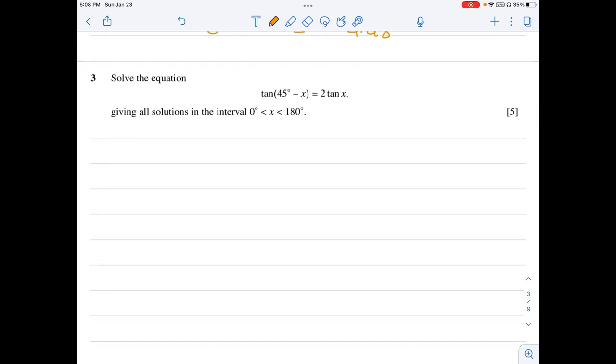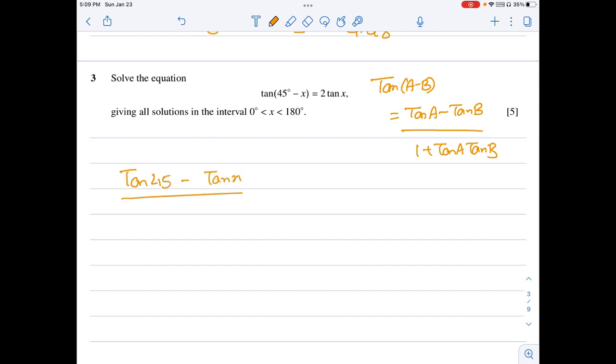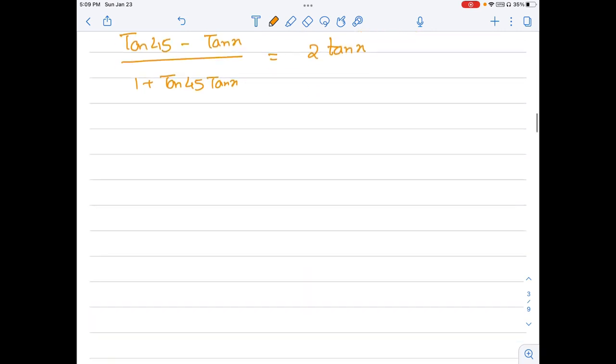Question number 3. Tan (45 minus x) is equal to 2 tan x, giving all solutions in the interval of 0 to 180. Tan a minus b formula. What is the tan a minus b formula? We need to remember tan (a minus b) is tan a minus tan b upon 1 plus tan a tan b. So tan 45 minus tan x upon 1 plus tan 45 tan x is equal to 2 tan x. Tan 45 is 1. So 1 minus tan x upon 1 plus tan x is equal to 2 tan x.